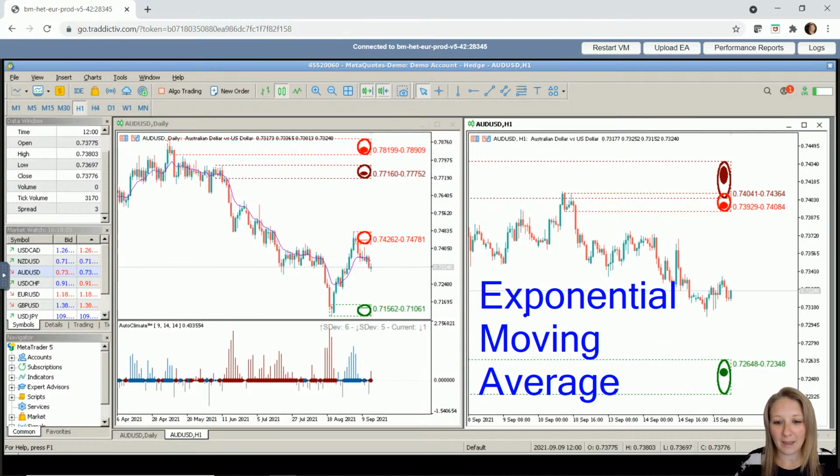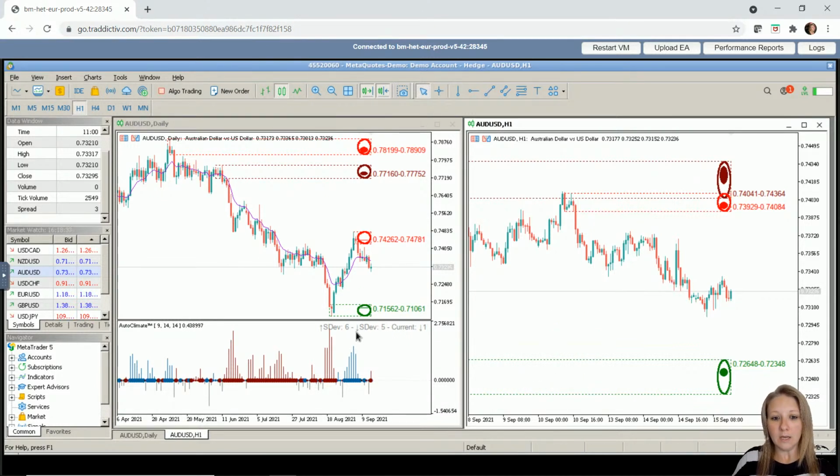So EMA, it's a moving average, meaning it's tracking price. It's giving you an average of what price has been over the last X amount of candles. In this case, we're using the 9-point EMA, so it's over the last 9 candles. It's exponential because it puts more weight on the more recent data. So basically, it's giving us a moving average that is a number that reflects more recent data than it does older data.